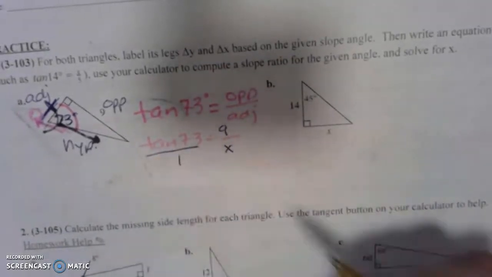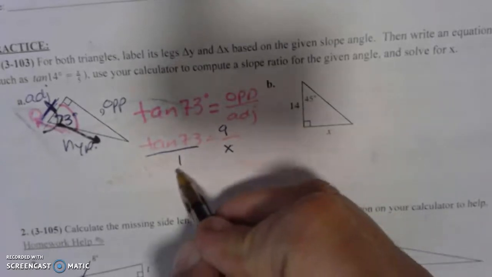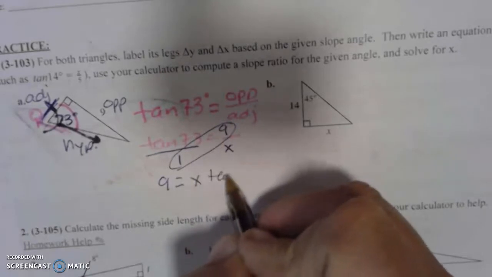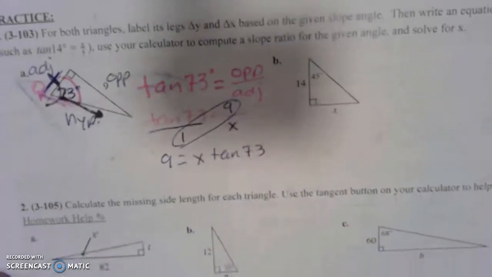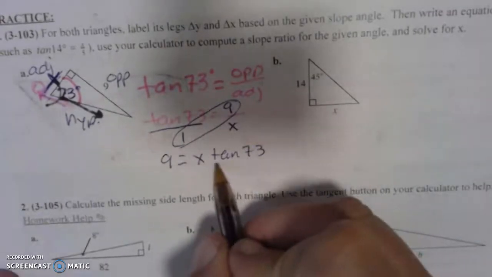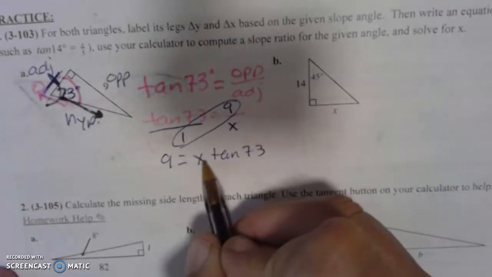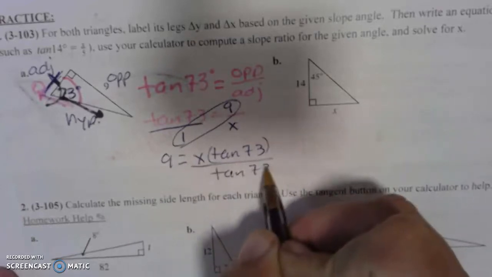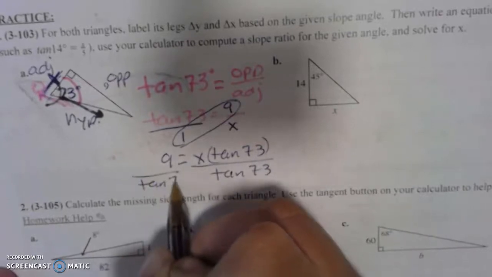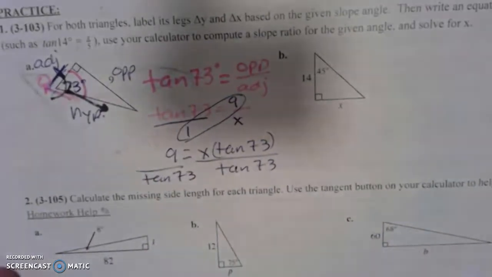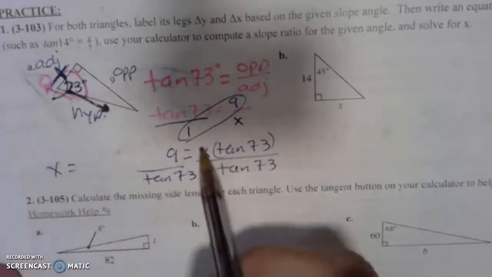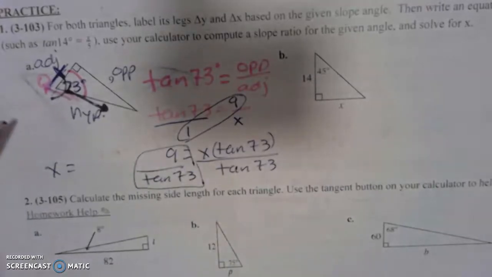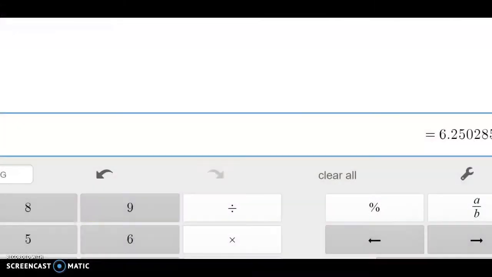And if I put this over 1 and do cross products, 9 equals x times tangent of 73. So we're going to solve for x. In order to do that, we are going to get x by itself. This is x times tangent of 73. If I divide this side by tangent of 73 and divide this side by tangent of 73, we're going to get x equals, and I'm going to type this into the calculator, 9 over tangent 73.